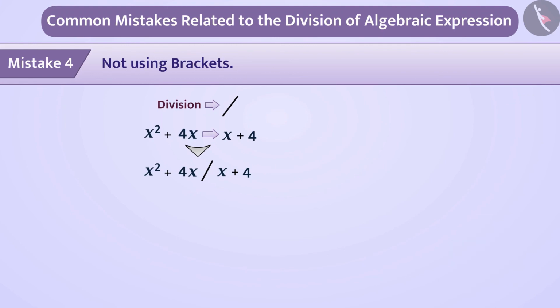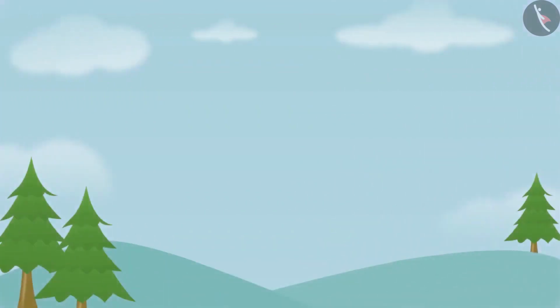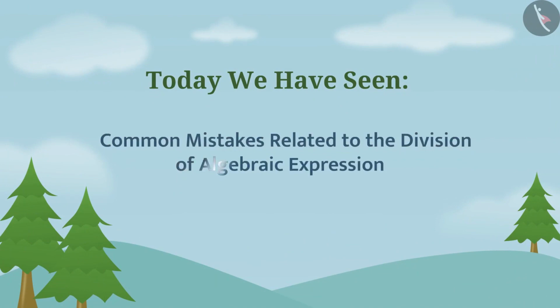Absolutely correct. Brackets are not used here. This causes the viewer to think that only 4x is being divided by x. Sometimes this causes confusion even when simplifying the example, and this increases the chances of making a mistake. Such a mistake can be overcome with the use of brackets and correct result can be obtained. So today we have seen some common mistakes related to division of algebraic expressions.